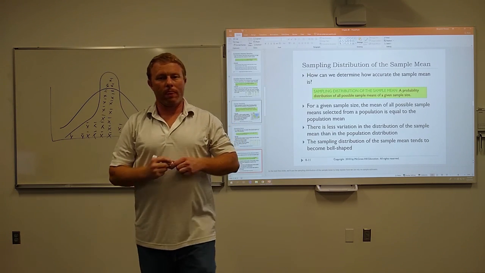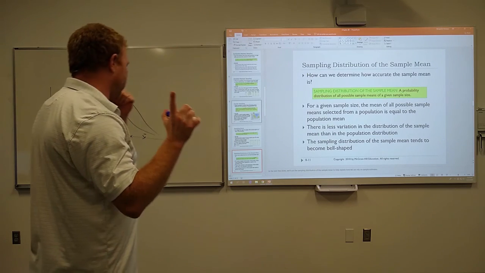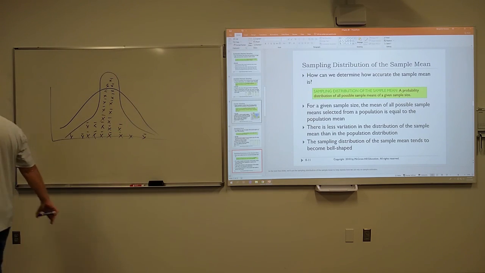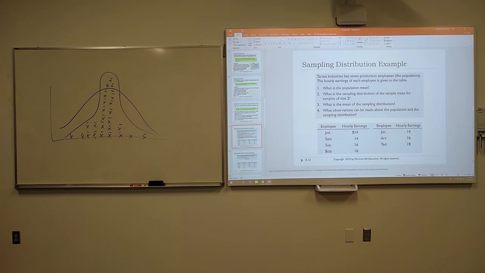Now, what's really interesting, first let's do an example here, okay? I think there's an example on the next slide, and there is.